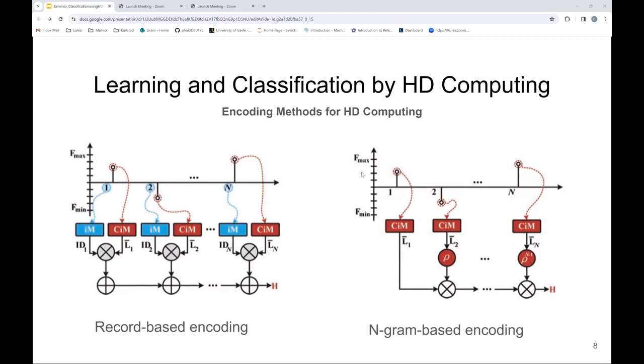Encoding. The encoding process used in HD algorithms is somewhat similar to extraction of features. The two encoding methods commonly used include record-based encoding and n-gram-based encoding.